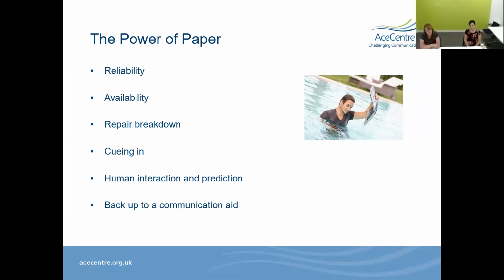Another positive for paper-based is human prediction. So human partners tend to be much more forgiving when you make a mistake as compared to your computer, and human prediction is just great with a familiar communication partner because they know the context of your message, they know the history about you, and that can speed things up as well.